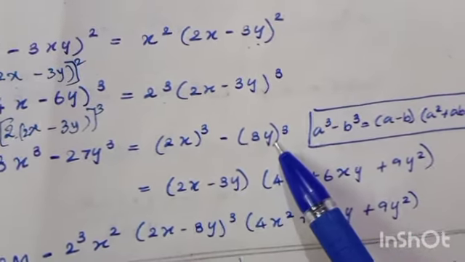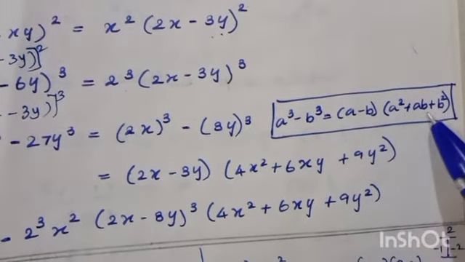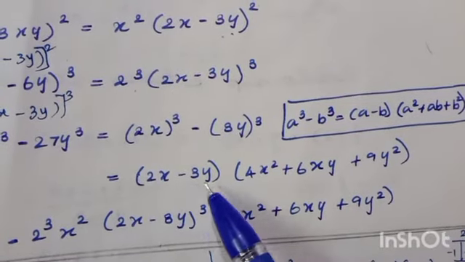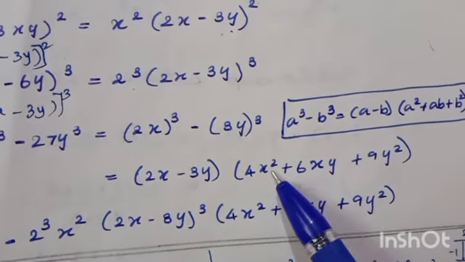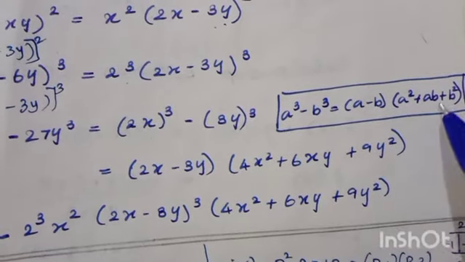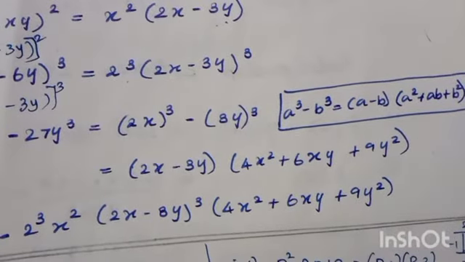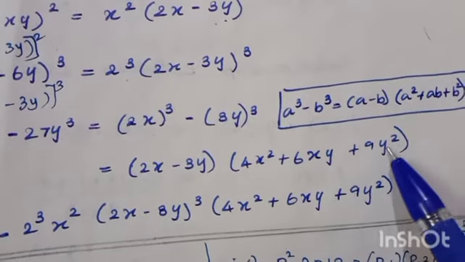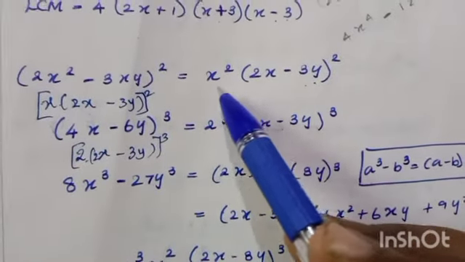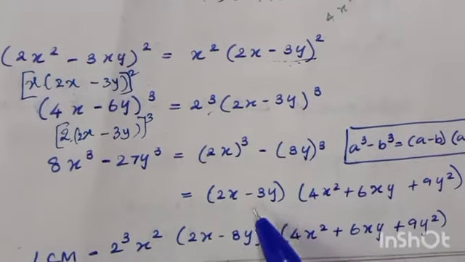So here you have to apply the identity a cube minus b cube equals a minus b into a square plus ab plus b square. It is a, it is b. So 2x minus 3y into 2x whole square, that is 4x square. ab is 2x into 3y, that is 6xy. b square is 3y whole square, that is 9y square.